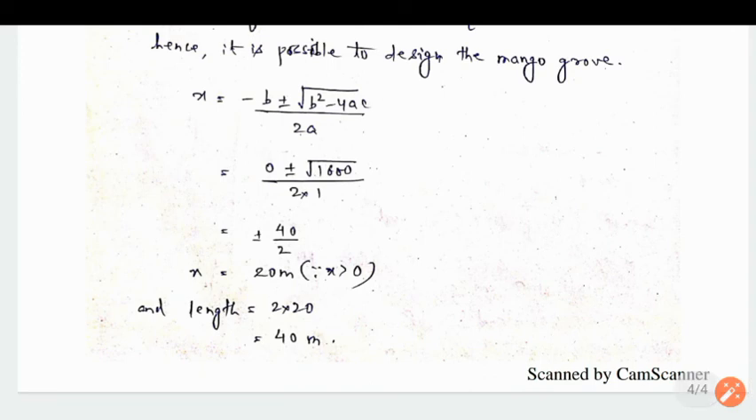Then what will be the length of the rectangular mango grove? Twice the breadth, 40 meter.